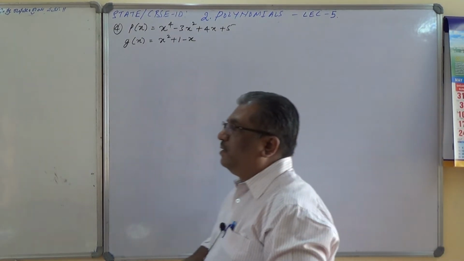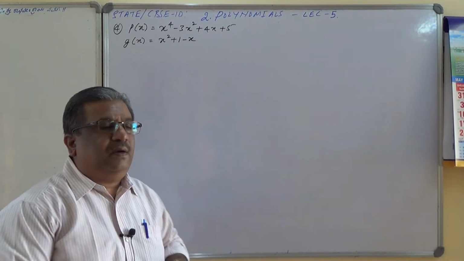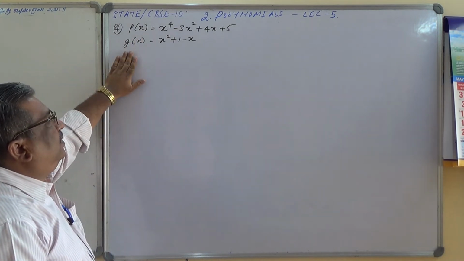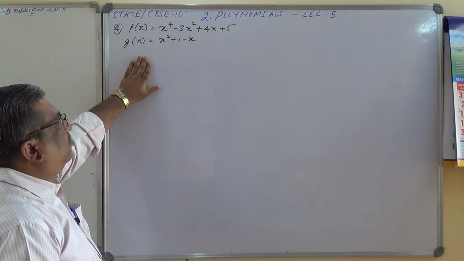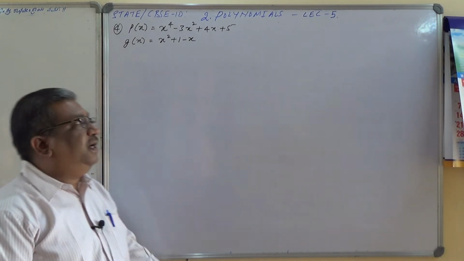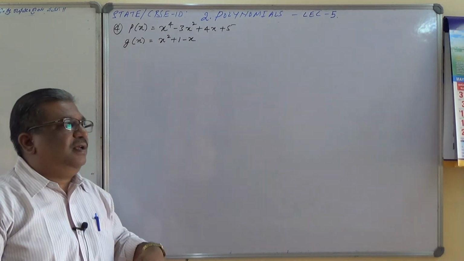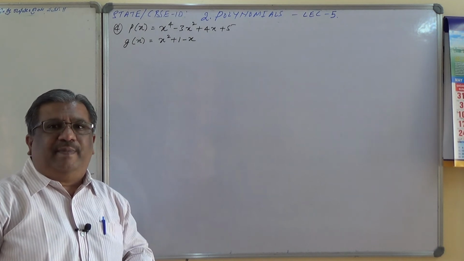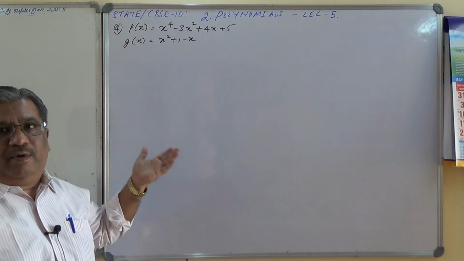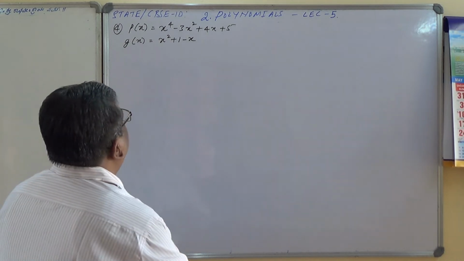Here we have one more typical sum, and the given polynomial is this: g of x is x square plus 1 minus x. The question asked over here is to divide p of x by g of x and find out the quotient and remainder. So let us try to find out the quotient and remainder.